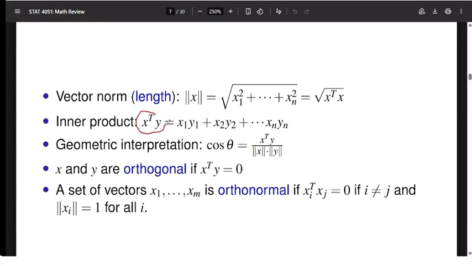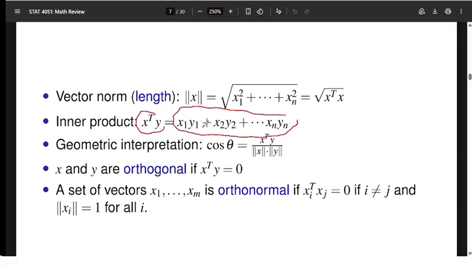Of course, under X, I have X1, X2, X3 up to Xn. Under Y, I have Y1, Y2 up to Yn. With the inner product, X1 will multiply Y1, X2 will multiply Y2, and so on like that. So that's why you have this. Now, let me tell you this. So this is what we call inner product.